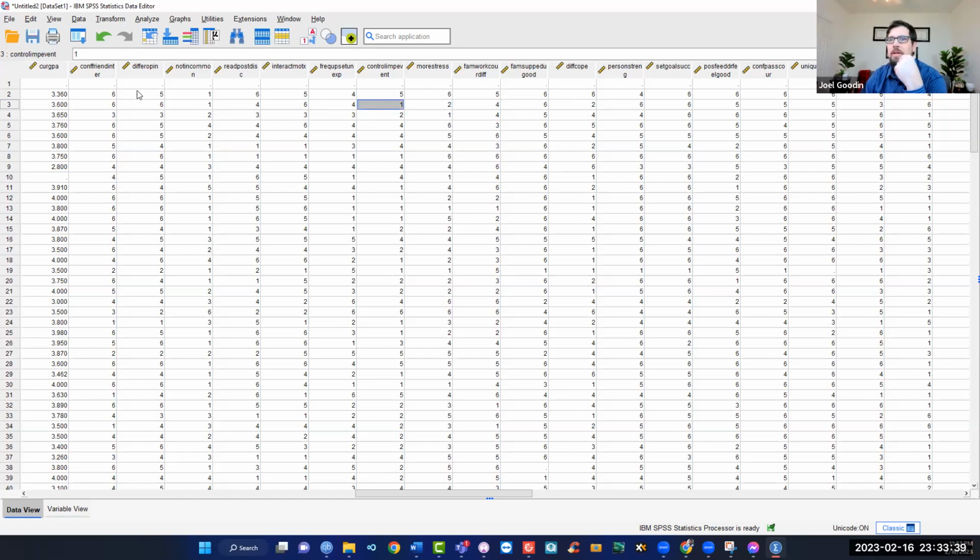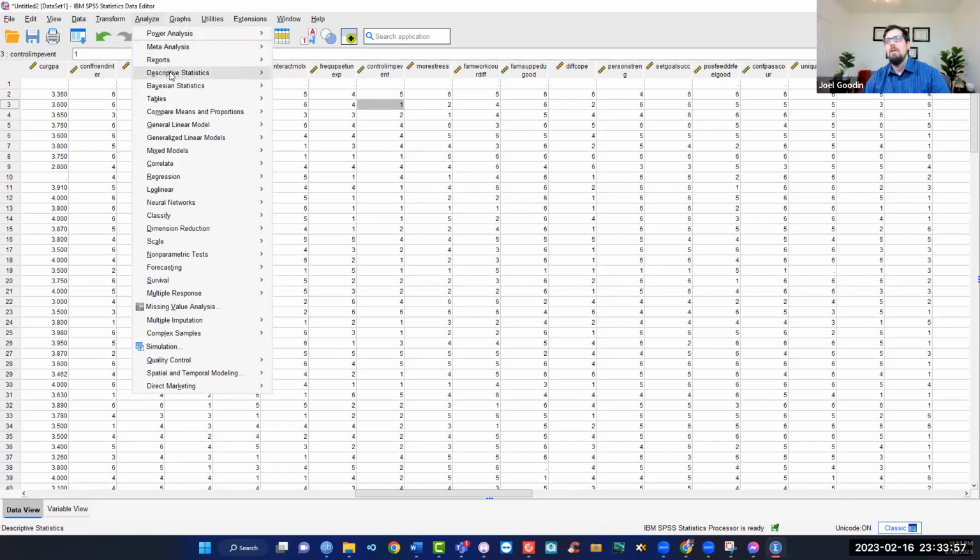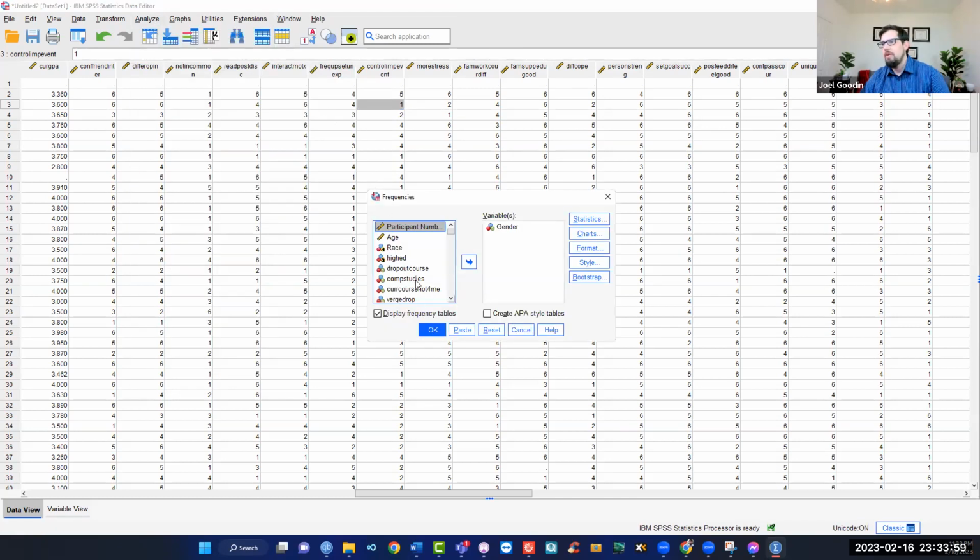Another way you could do this, honestly, for blank spots is, I mean, there's several things you can do just with descriptive analyses. So you could do frequencies of, what is this called?